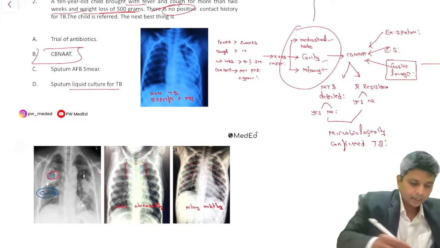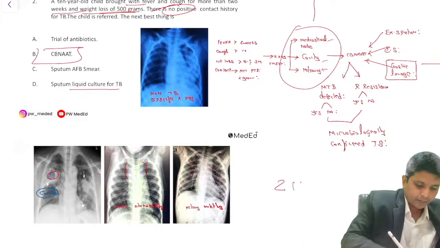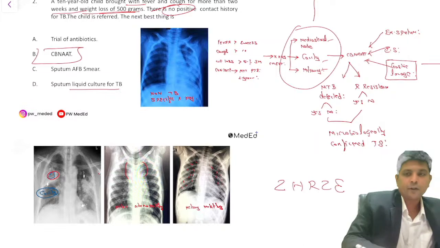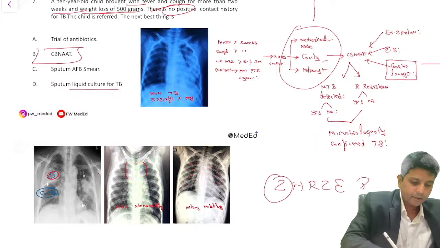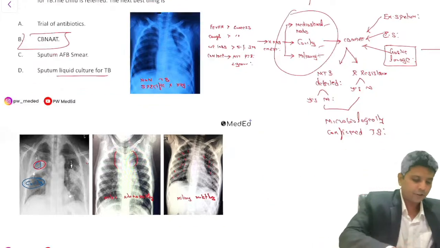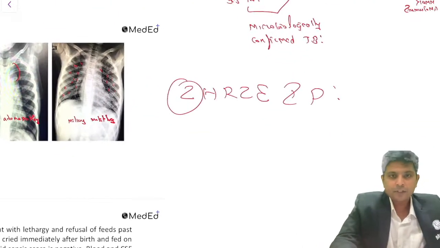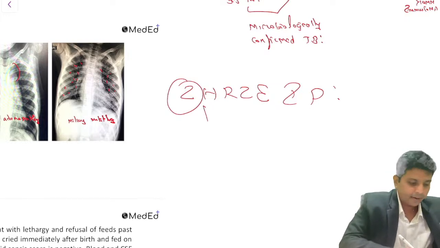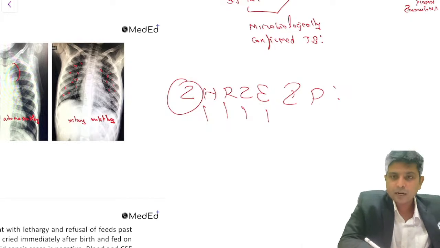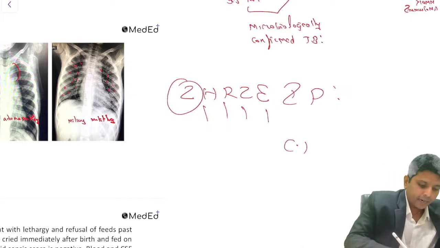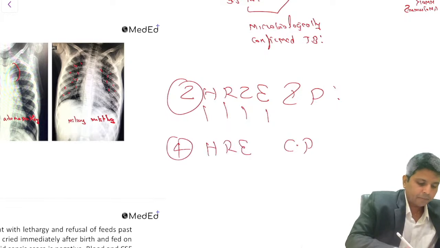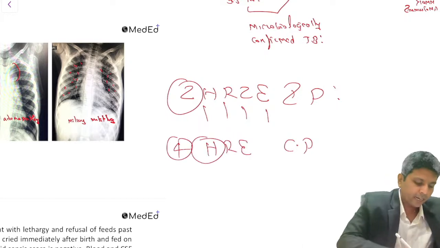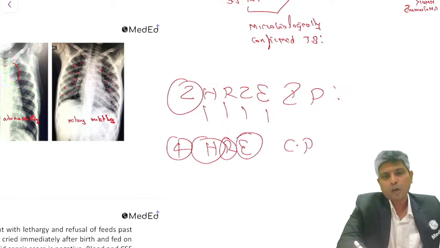Here, what is the duration of treatment? 2 HRZE. 2 means what? 2 months of intensive phase. 2 months of HRZE: isoniazid daily, rifampicin daily, pyrazinamide daily, ethambutol daily, followed by the continuation phase, that is 4 months of HRE, that means daily isoniazid, rifampicin and ethambutol.